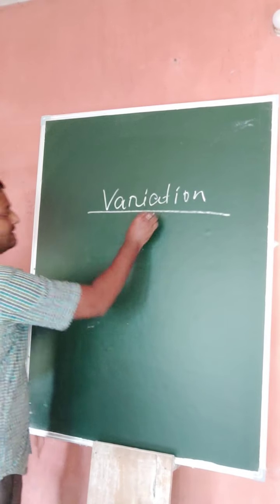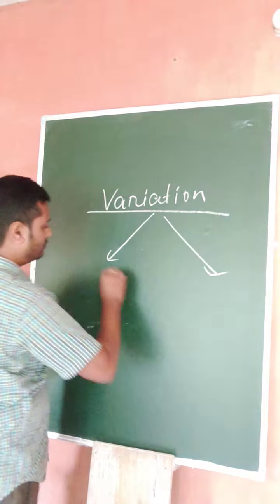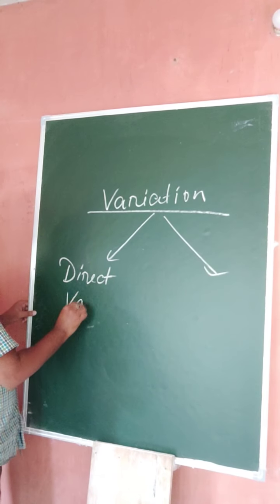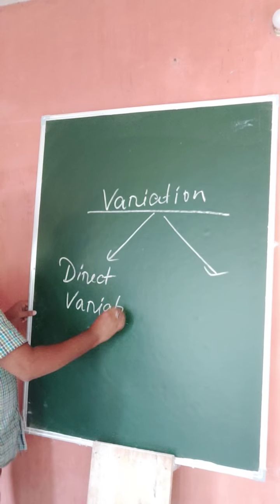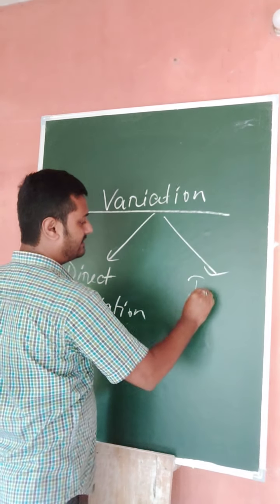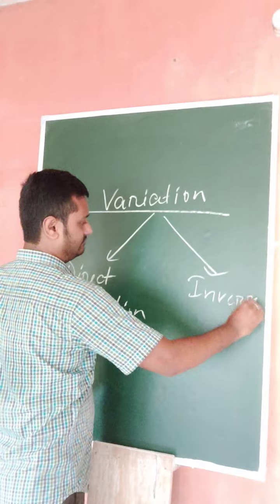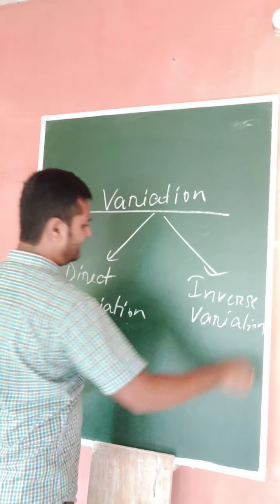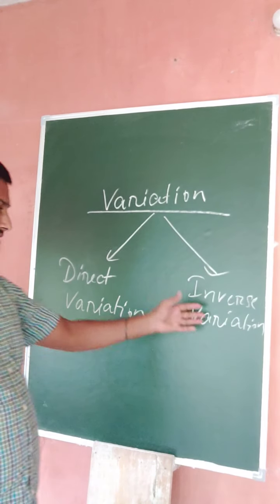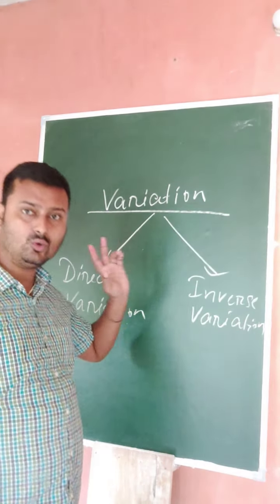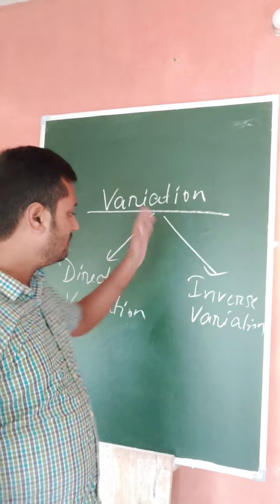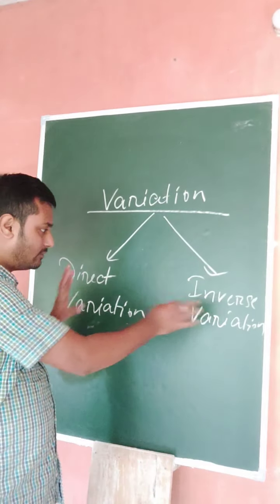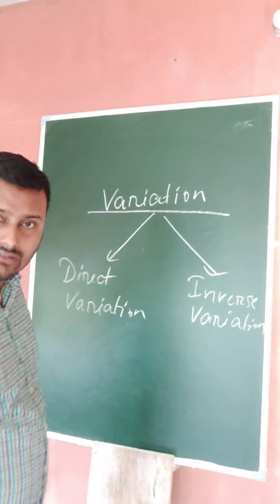Okay, so variation is classified into two categories. One is direct variation, and another one is inverse variation. Sometimes it is also known as indirect variation, but the main name is inverse variation. So variation is classified in two categories, one is direct variation, one is inverse variation. With the help of some examples I will discuss direct variation and inverse variation.